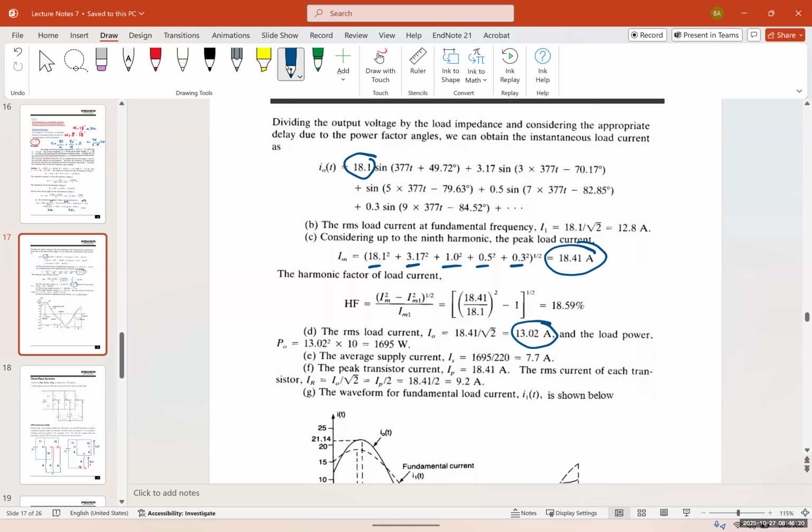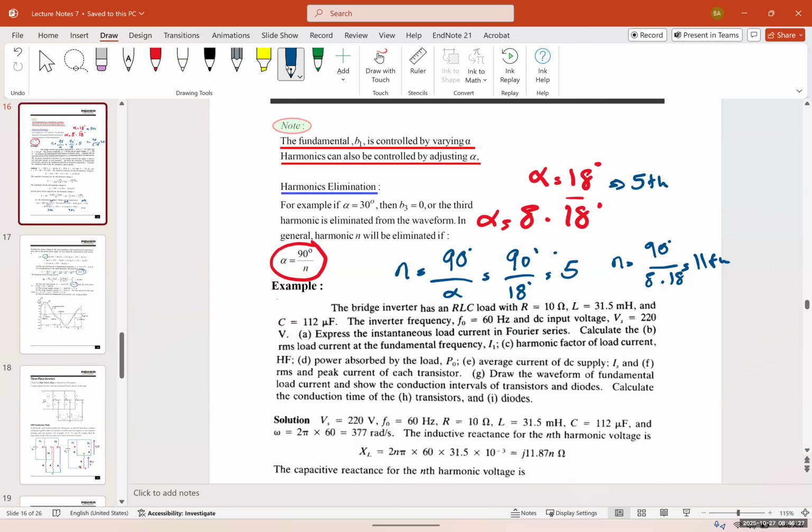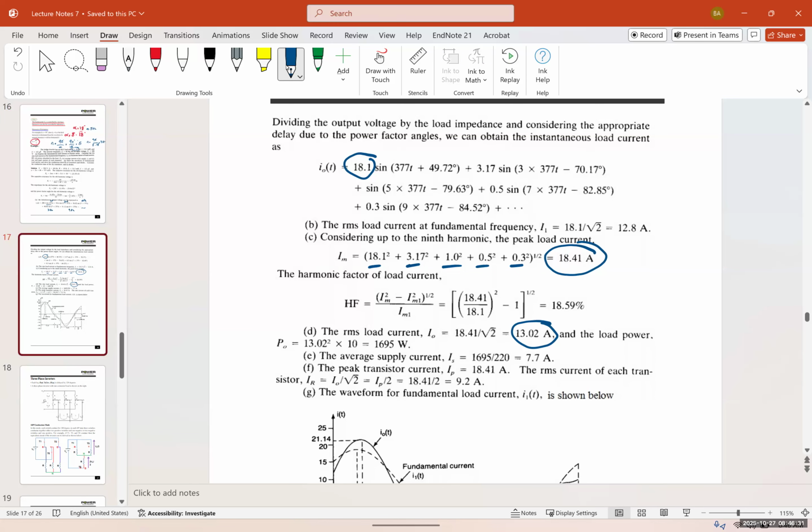The load power would be found by multiplying that by 10, because we want to find the real power, and the resistor here that we had was 10 ohms. So it's I squared R, which is 1,695 watts. The average supply current would be that power divided by the voltage. Again, this is I equals P over V, and the voltage was 220 volts. This therefore gives us 7.7 amps.